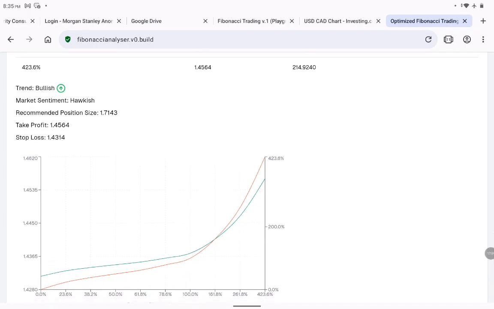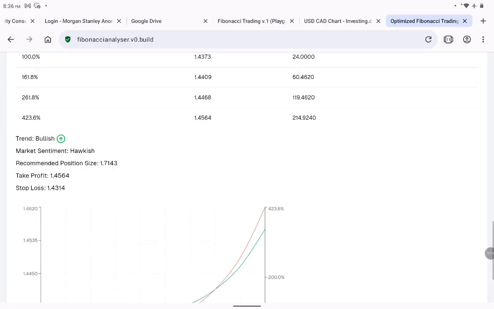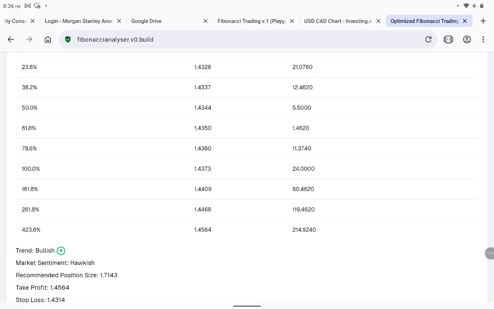Take this number quick. So TP here is 1.4564, but I'm using the 1.61, 61.8 intersection, which is 60 pips, 1.4409. So which means also that I can scale this trade and basically open two positions, right, and make one other position at the 100 mark. Simply just 24 pips, make some money and go, right?